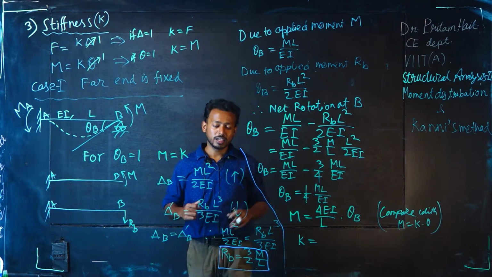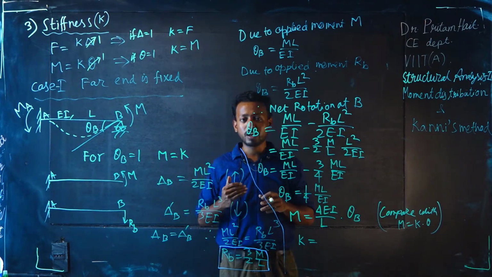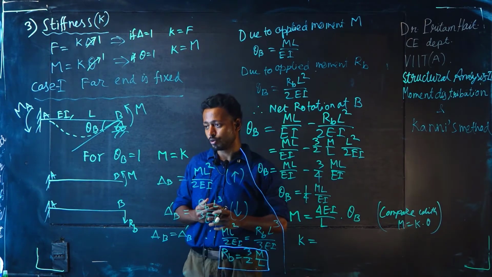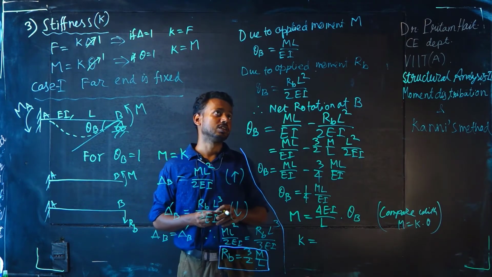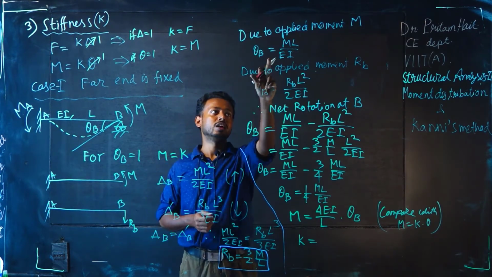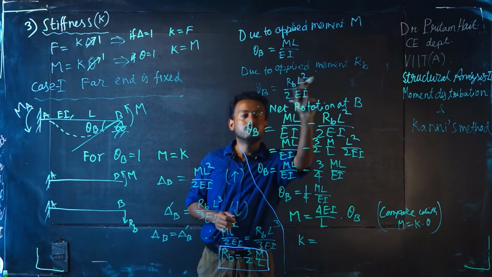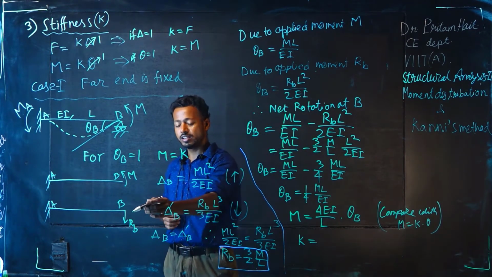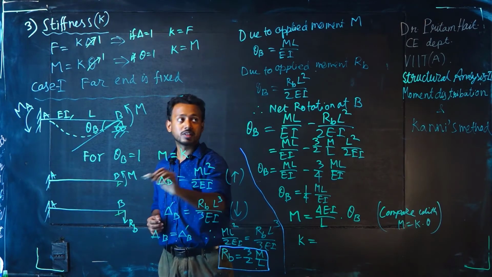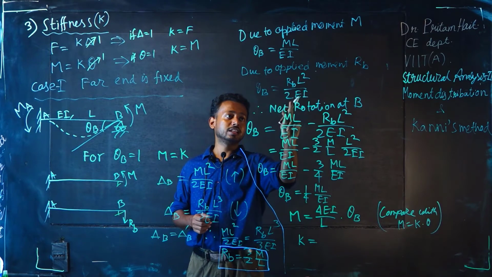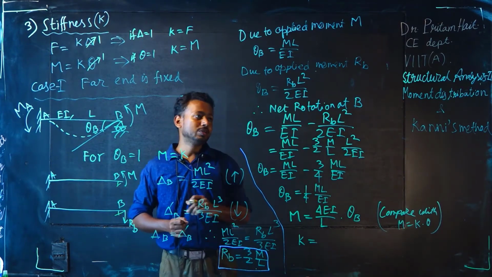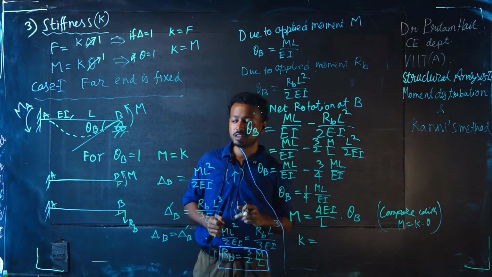If you apply a moment at the free end of a cantilever beam, the slope or rotation at the free end will be ML by EI, and if you apply a vertical force at the free end, the slope at B will be theta B equals R_B L square by 2EI. This is the standard formula. So what will be the net rotation at B point?